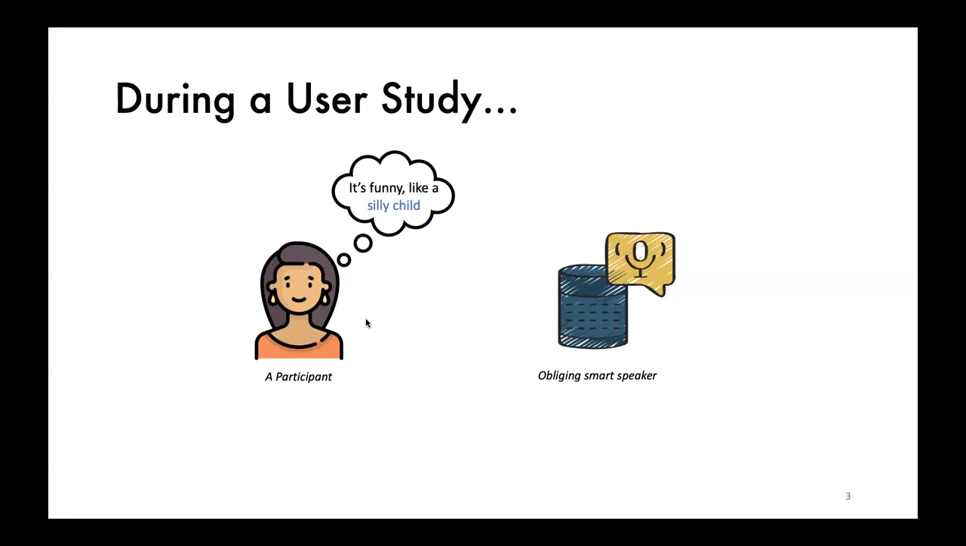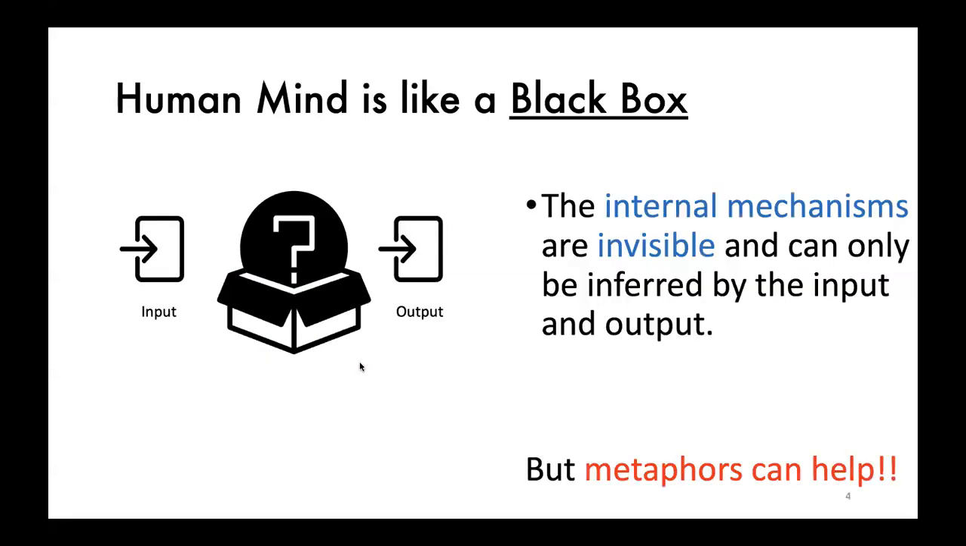Now I wanted to uncover more mental models. So the next question is, how do we uncover the mental models of people interacting with voice user interfaces? Well, this is not quite simple because the human mind is like a black box. The internal mechanisms are invisible and can only be inferred based on input and output. However, like in our previous example, metaphors can help.